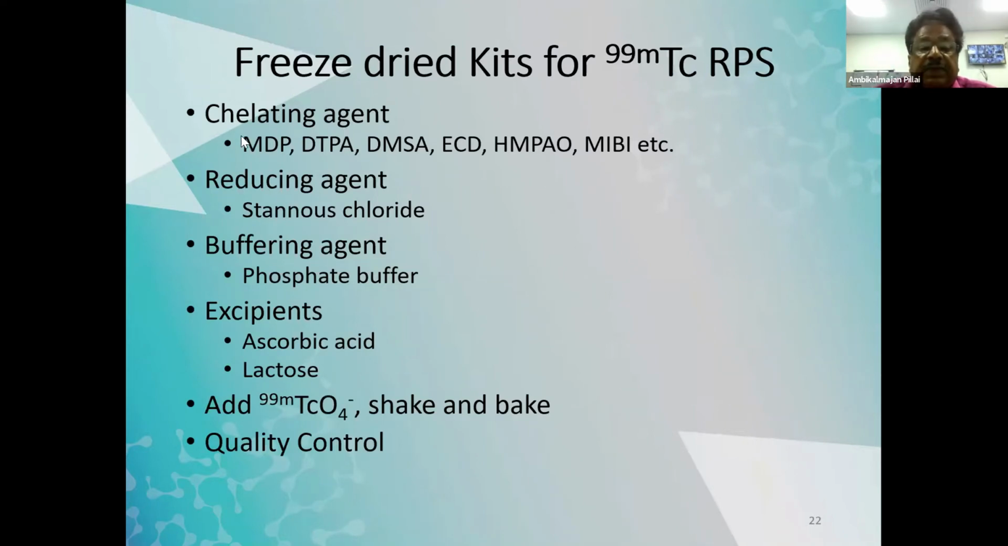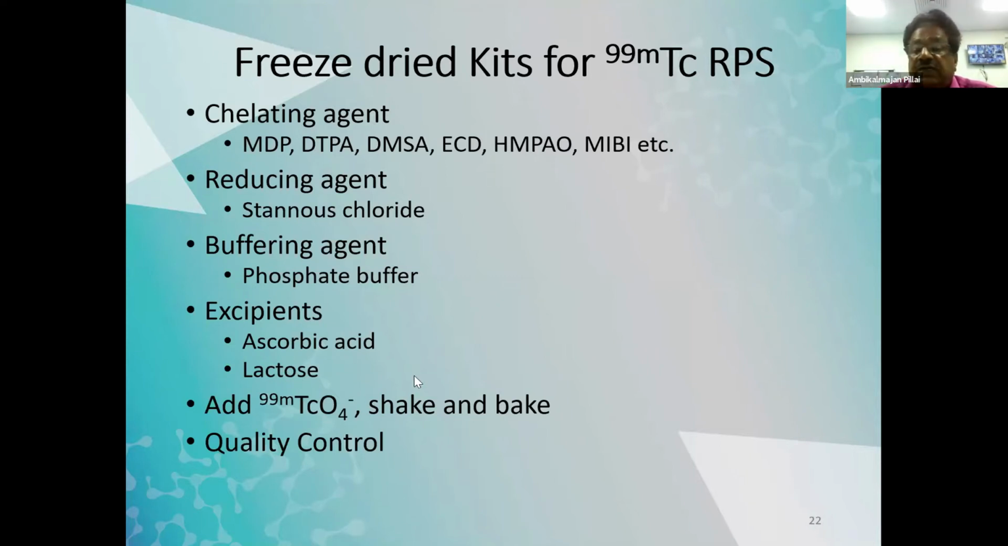If you take an MDP kit, it will contain MDP. It will contain DTPA in the case of a DTPA kit, maybe DMSA, ECD, HMPAO. This factor varies from kit to kit. Then it will have a common thing, which is the reducing agent, which is the stannous chloride. Sometimes stannous tartrate also might be used. Then there may be a buffering agent. It could be a phosphate buffer or an acetate buffer, or whatever it is. The kit will also contain some excipients like ascorbic acid or lactose.